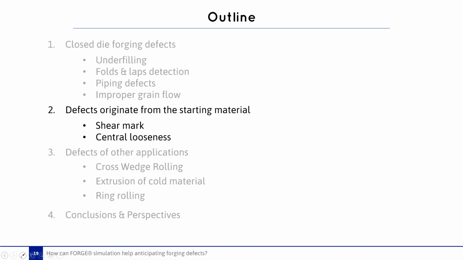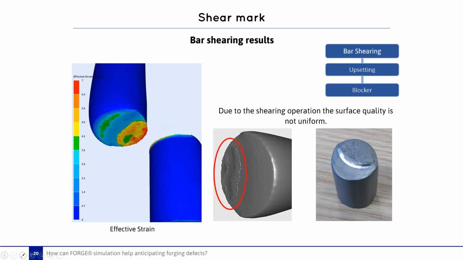Now we will talk about other defects, those that originate from the starting material. These defects appear due to the shearing operation, for example, or during the casting operation. The part here is made in 3 operations: a bar shearing, then a first upsetting, and a second forging step, the blocker.